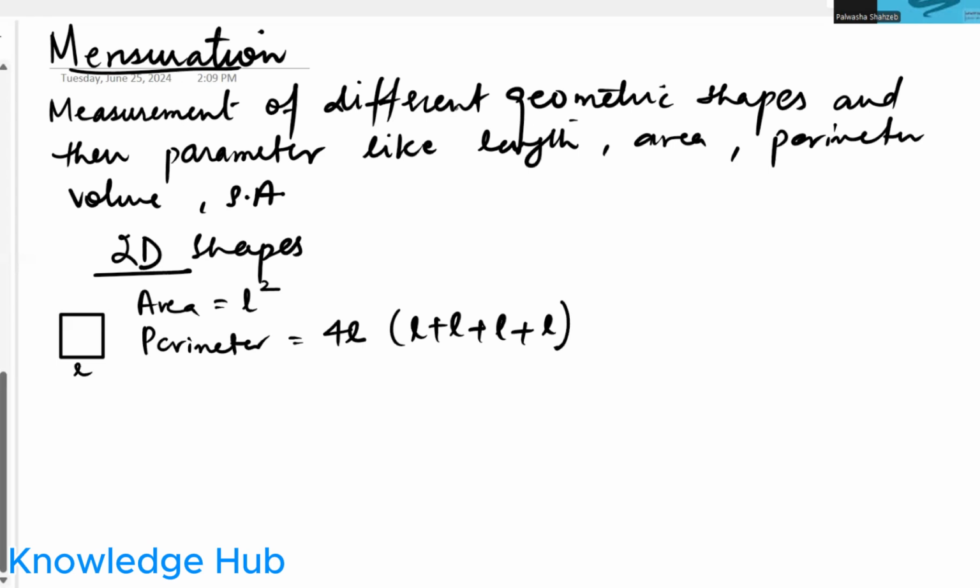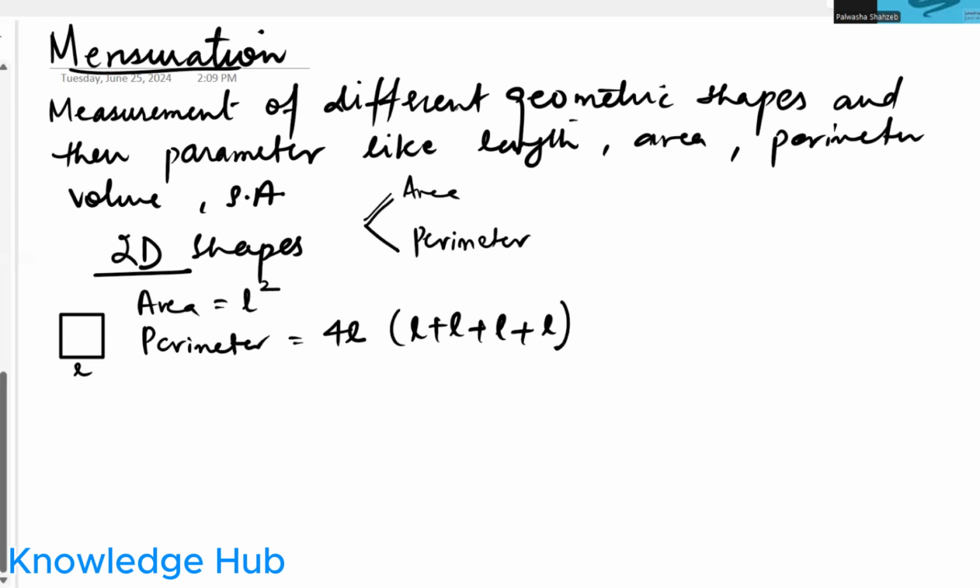So basically, I think you know what area and perimeter are. Area is the space that is inside an object, and perimeter is the measure of the outer bound. Again, let me clear it: area is something that is inside, and perimeter is the outer bound. So for the square, the area is L squared and perimeter is 4L.